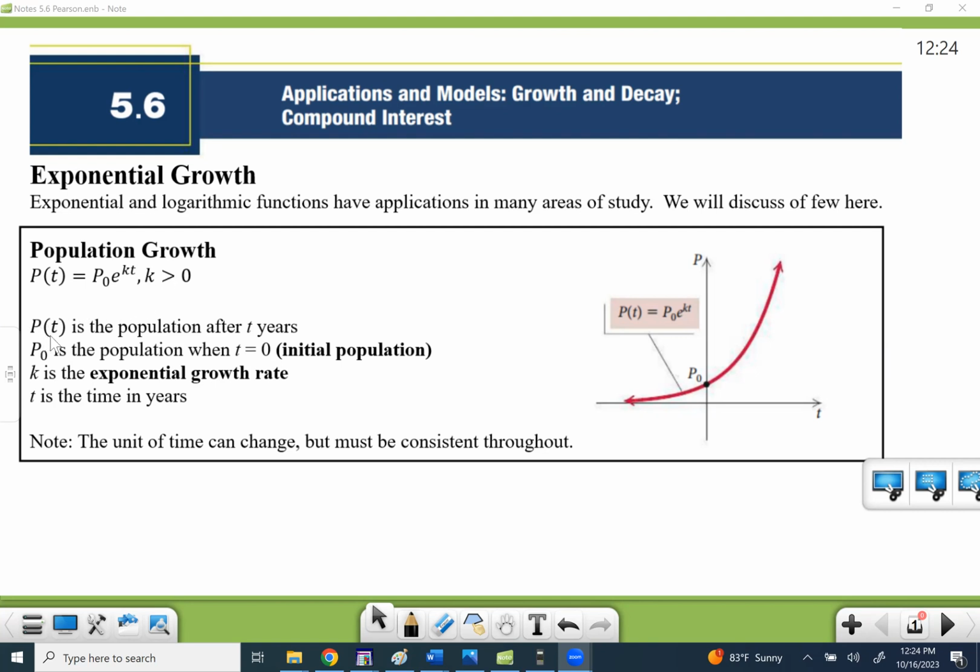Okay, so P of T, that's the left-hand side here. That's going to be the population after T years. This P naught, this P sub 0, that's going to be the initial population. That subscript of 0 tells us that time is 0. So if time is 0, then it's the beginning or the initial population. K is going to be the exponential growth rate, and T is going to be the time in years. So it says the unit of time can change, but must be consistent throughout. So you'll notice up here we said the population after T years, well, then our time better be in years also. Okay. All right.